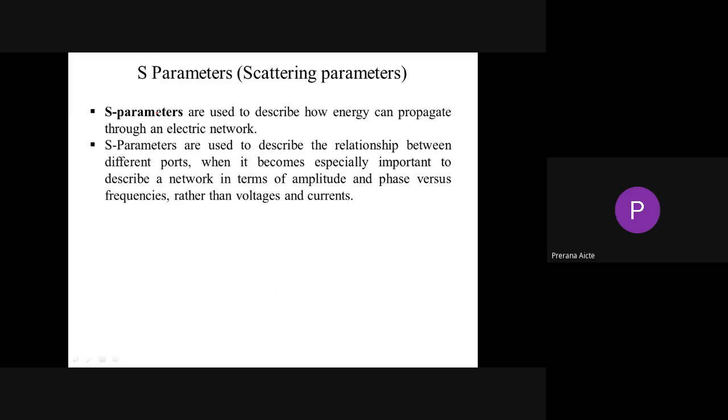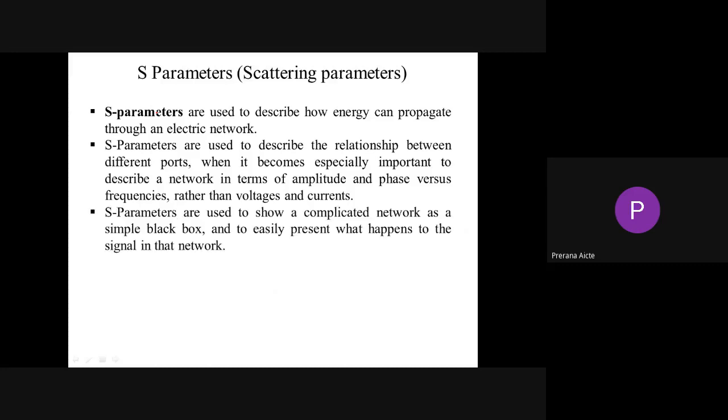The S parameters are used to show a complicated network as a simple black box and easily represent what happens to the signal in that network. So what is the operation done inside the network? That is represented by the black box. What happens inside the network, we will see from the S box.